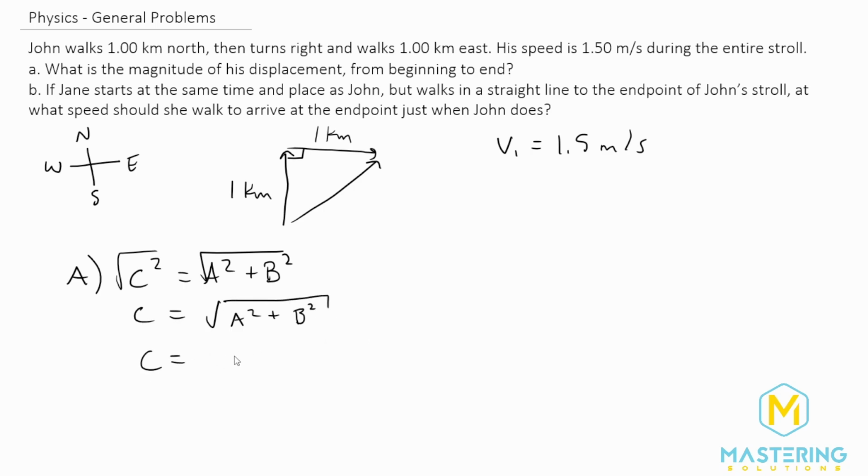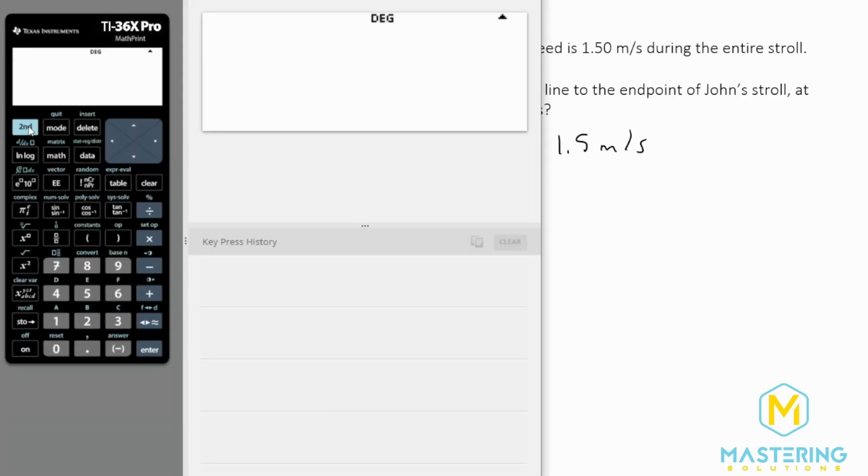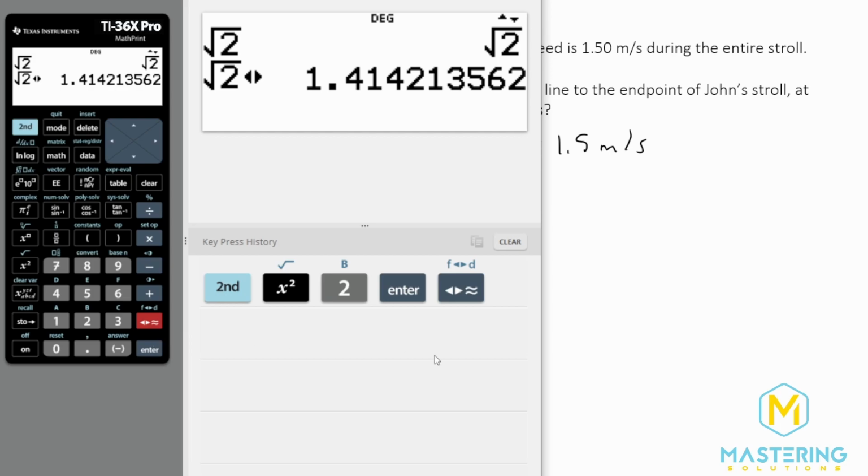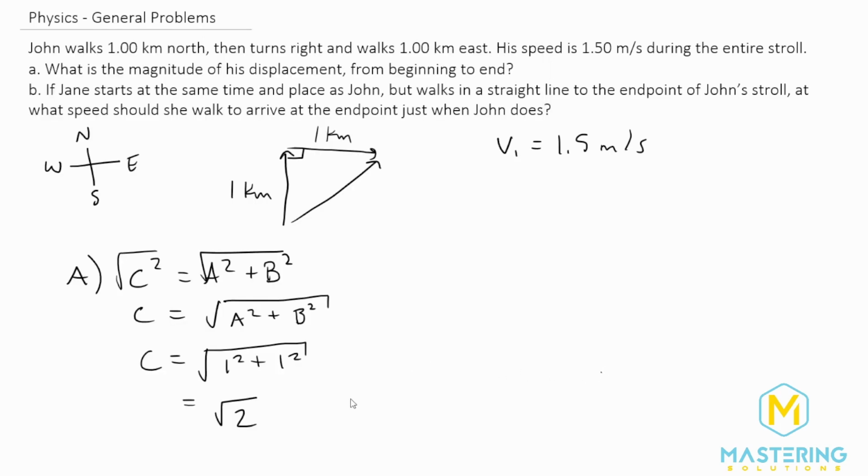So now c is going to be the square root of 1 squared plus 1 squared, which simplifies to the square root of 2. Now we can get an approximate answer by taking the square root of 2 and then hitting the approximate button right here. So 1.414. So for part A, his displacement is 1.414 kilometers.